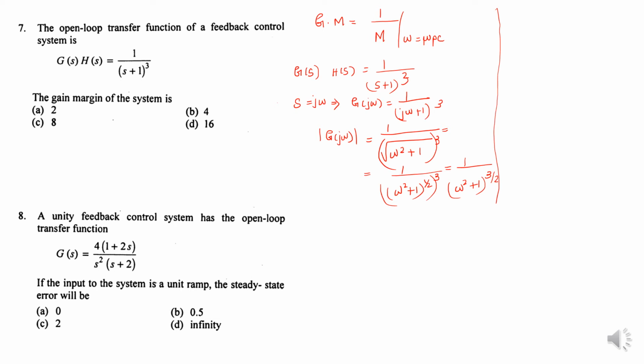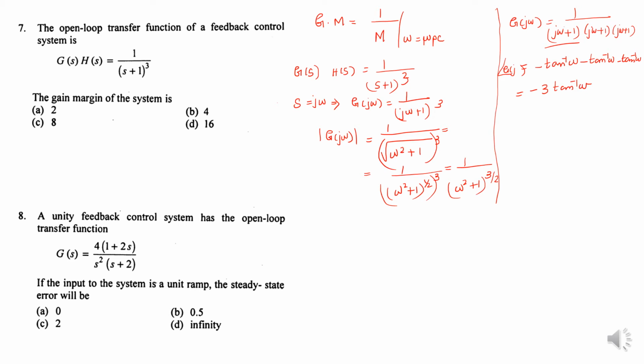So, phase angle. G of j omega is 1 by, I have to rewrite like this, (j omega plus 1) into (j omega plus 1) into (j omega plus 1). Here I am going to find out the phase angle of G of j omega. For the first term, that is minus tan inverse b by a, b is omega. Second term minus tan inverse omega. Third is minus tan inverse omega. So summed up all, minus 3 tan inverse omega.